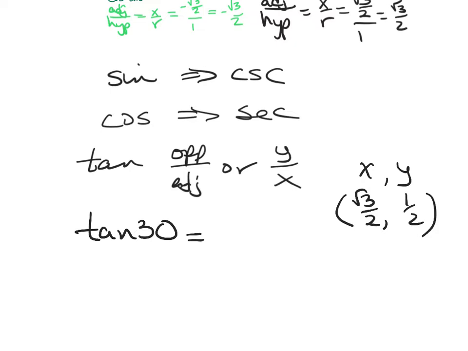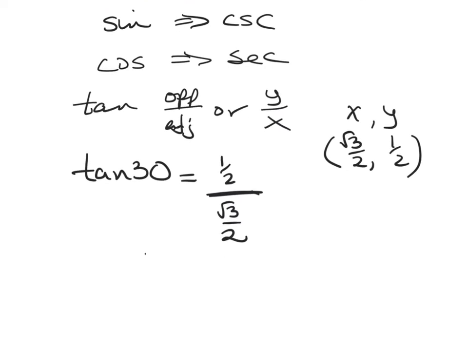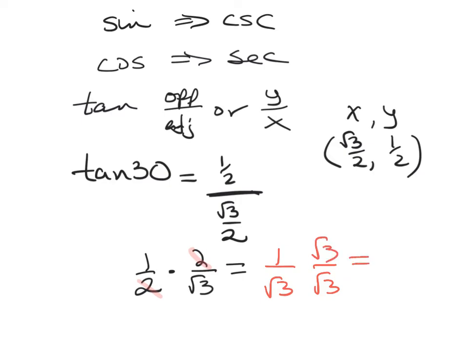So to find the tangent, I'm going to do 1/2 divided by the square root of 3 over 2. Remember, this fraction bar means division. So I'm going to be doing 1/2 divided by √3/2, which means multiply by the reciprocal. The 2s simplify. 1/√3, rationalize, and the answer for tangent of 30 is √3/3.